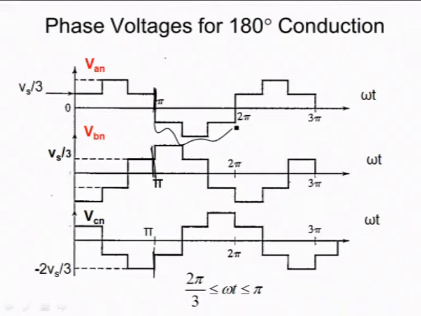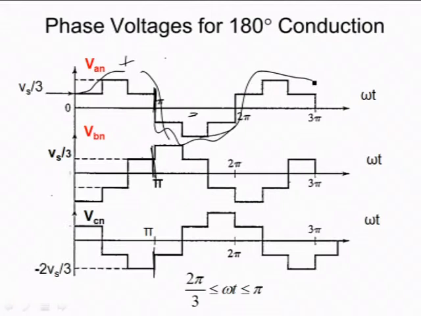It is positive up to pi, and negative from pi to 2 pi. So, this will be repeated. This is how we are getting phase voltages for 180 degree conduction. This is Van, Vbn with 3 phases. Again here they are alternating. This may be approximated by a sinusoidal.